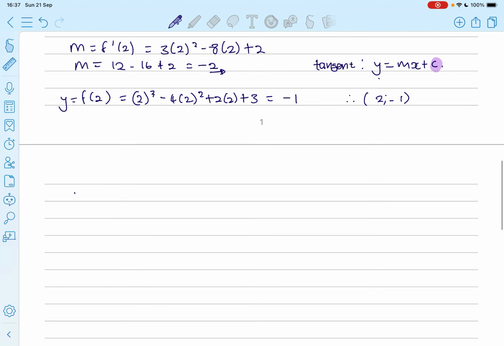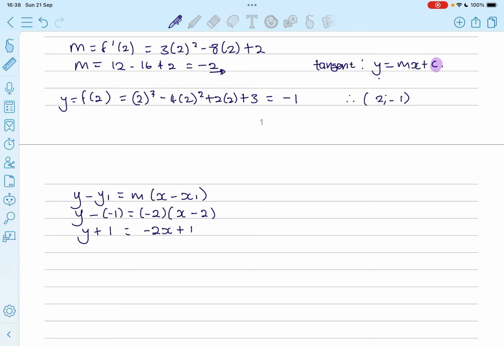So the equation of a straight line, we can get it using this equation: y minus y1 equals m times x minus x1. Okay, for y1, we substitute the y value we got. Substitute our gradient, which is negative 2, and here for x1 we put 2. Okay, now we can just simplify. This is y plus 1, and here we've got negative 2x plus 4.